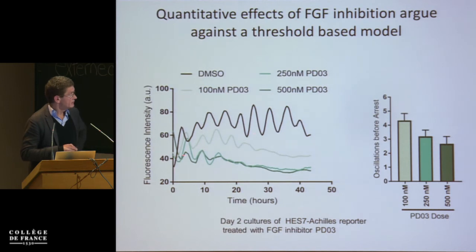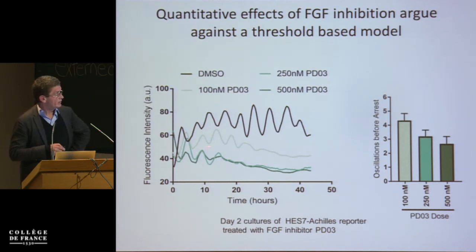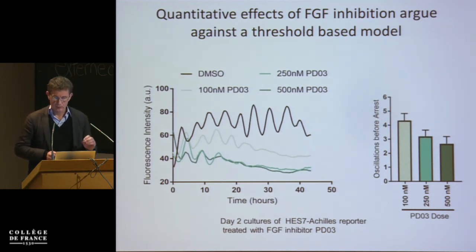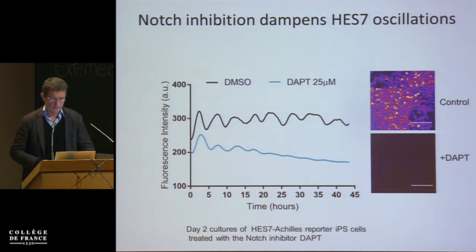And interestingly, the effect was dose-dependent. That means that the higher the dose you apply to the embryo, the less oscillations you see, which means that there is a real quantitative control of FGF signaling on the dynamic properties of the oscillator and not a simple threshold model as we thought.